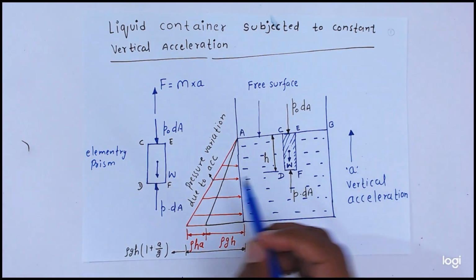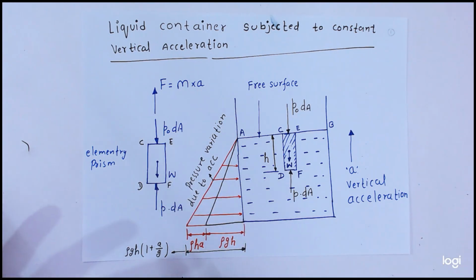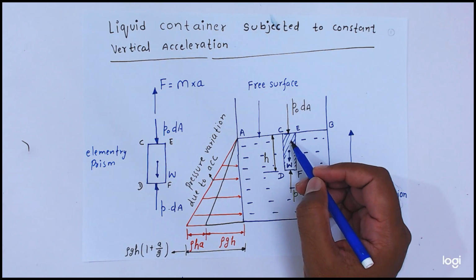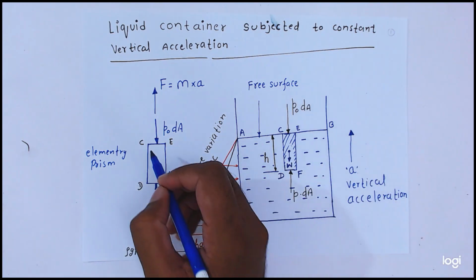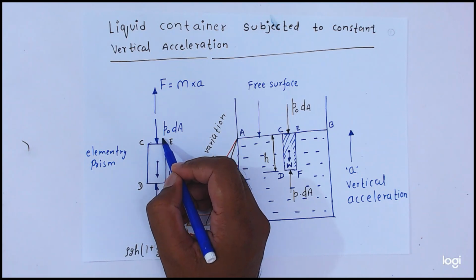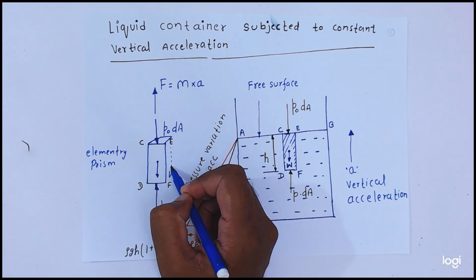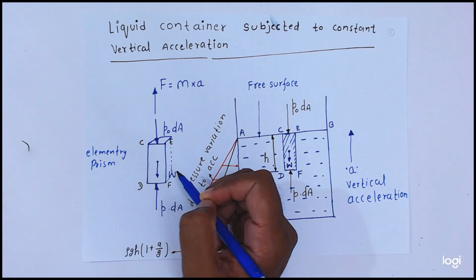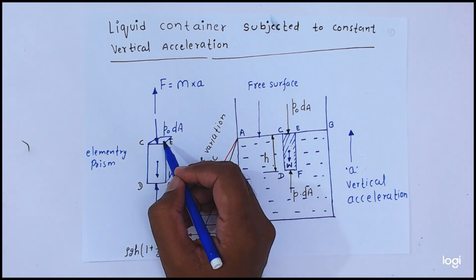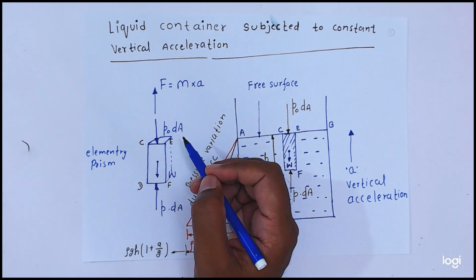Now friends, you see here, this is the elementary prism. Now we consider which type of forces are working on the elementary prism. Here the cross-sectional area of the prism is equal to dA. Okay friends, something like this. So its cross-sectional area is equal to dA.